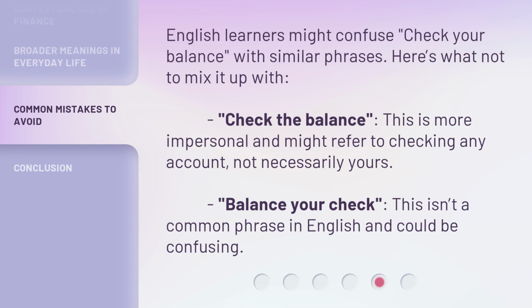English learners might confuse "check your balance" with similar phrases. Here's what not to mix it up with. "Check the balance." This is more impersonal and might refer to checking any account, not necessarily yours. "Balance your check." This isn't a common phrase in English and could be confusing.